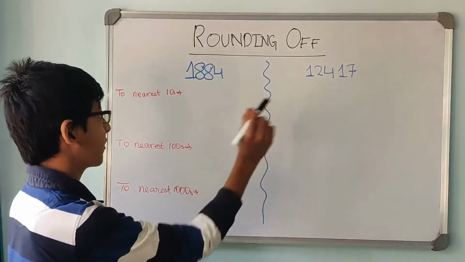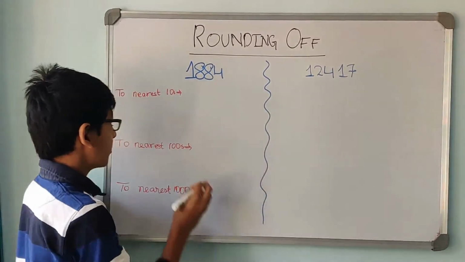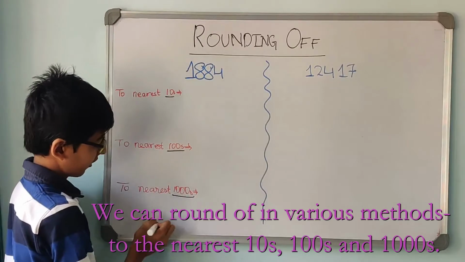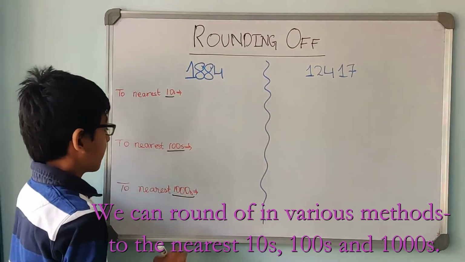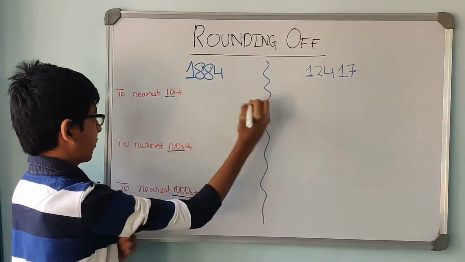So now let us see how we round off. Now we can round off in many methods. We can round off to the nearest tens, to the nearest hundreds, to the nearest thousands, and then the other multiples of 10. But these three are the most common. So in our video, we will learn these three.